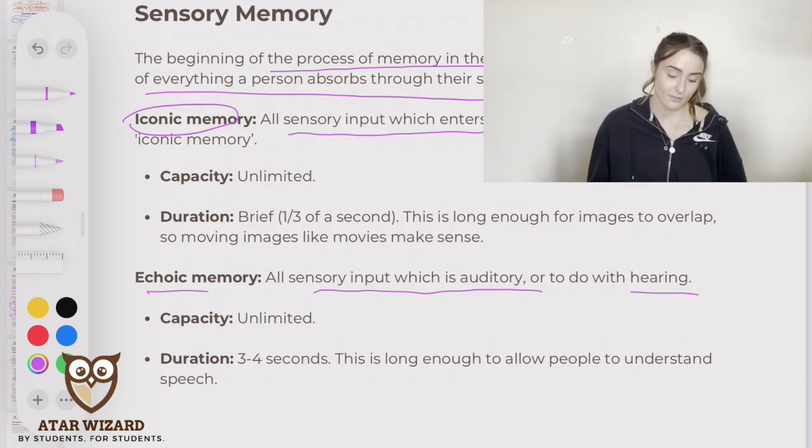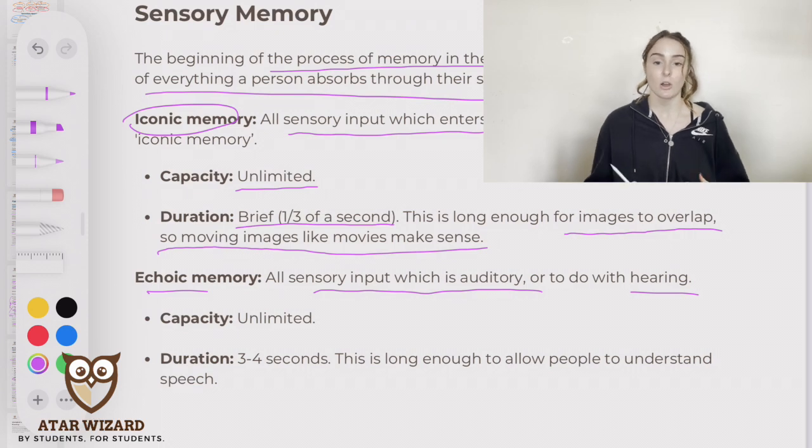So the capacity of the iconic memory is unlimited, whereas the duration is brief, or a third of a second. This is long enough for images to overlap. So moving images like movies make sense. Rather than us just seeing one clip of something, we can have things overlapping so that makes sense.